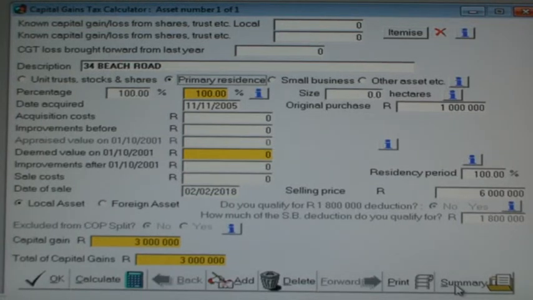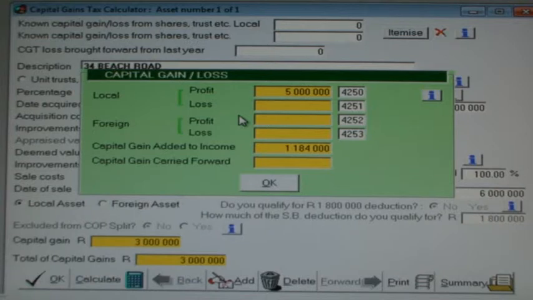Clicking on the summary button, we see that the code 4250 amount that SARS wants you to enter on the ITR12 is the full 5 million rand profit. SARS will apply any exclusions and COP splits, etc. The program has done all that for us, subtracted the 2 million rand primary residence exclusion, subtracted the 40,000 rand annual exclusion, and worked out that 40% of the balance, or 1,184,000, will be added to the rest of the taxpayer's income to be taxed at normal rates.